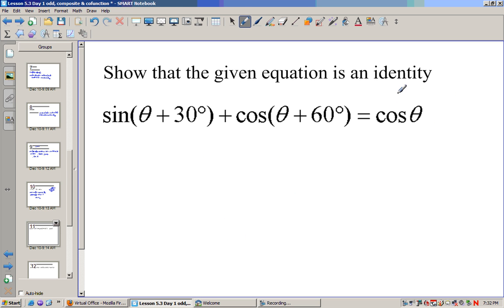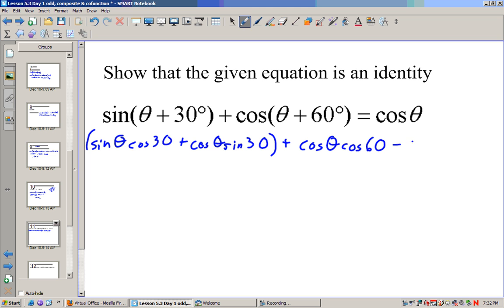Alright. Now try this one on your own and see how well you do. What we do is we expand these. So this is like sine of A plus B and cosine of A plus B. So this is going to be sine of theta cosine 30 plus cosine of theta sine 30. Now that's just the first section. Now if I expand this cosine theta plus 60, that's going to be cosine theta cosine 60 minus sine theta sine 60.